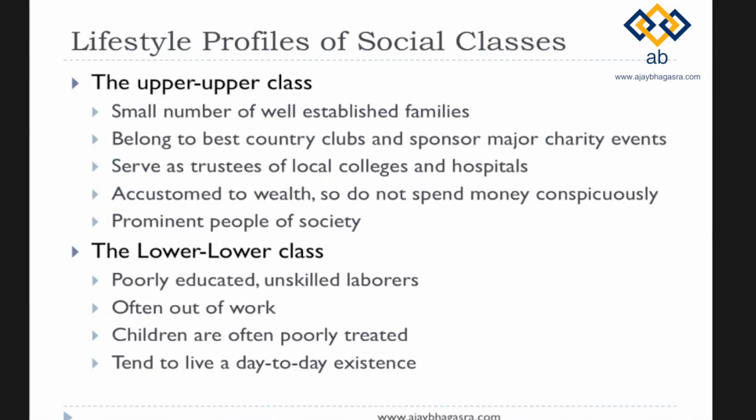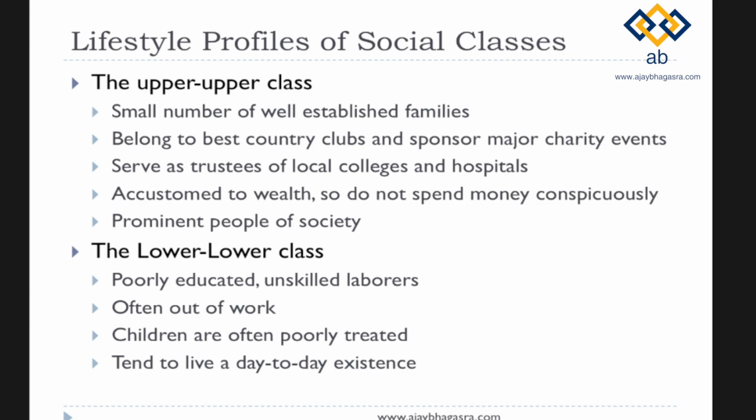So this is again the profiling of the social class people, कि कौन है, the upper class and the lower class. Let us talk of these two extremes. It has been found out that the upper class are people who belong to smaller groups, and they are well established families. They belong to the best country clubs and sponsor major charity events, serve as trustees of local colleges and hospitals, accustomed to wealth, so they do not show it conspicuously.